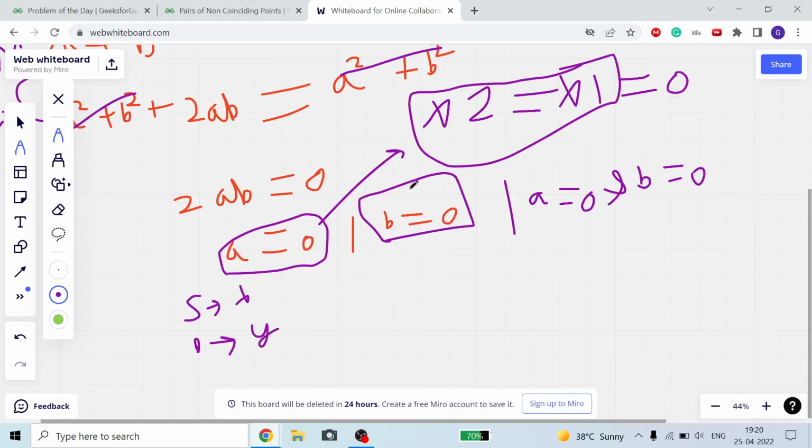Similarly for b equal to 0, x will be replaced by y: x2 becomes y2 and x1 becomes y1. So y2 minus y1 is equal to 0, and we get y2 equal to y1. So here y is the same and x is different. In these two cases, here y is different, here x is different. And now a is equal to 0 means my x is the same, and if both of them are 0, b is equal to 0 means my y is also the same.